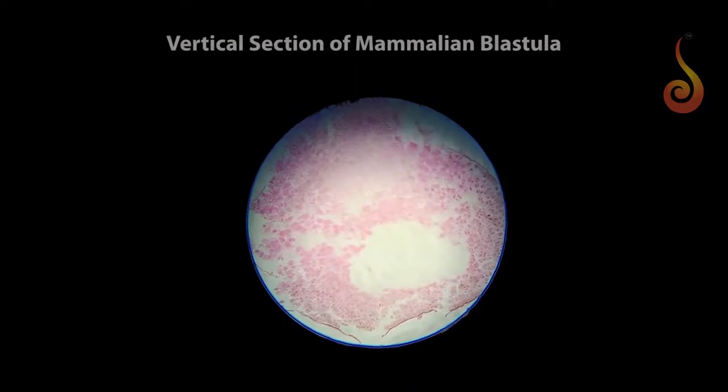Okay, so if you can find a cavity, empty space within the circle, then you can easily identify it as the VS of mammalian blastula. I repeat, if you identify it as just mammalian blastula, you will not be awarded that 1 mark for identification. It is very important to write what kind of section that is. So you have to mention VS, which means vertical section of mammalian blastula. So let's look at this slide now.